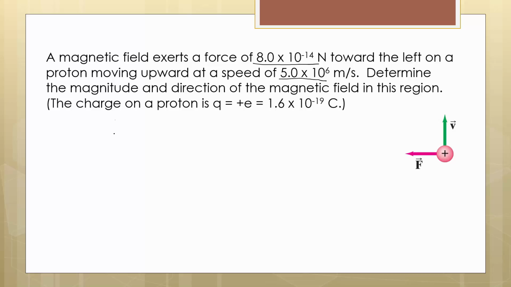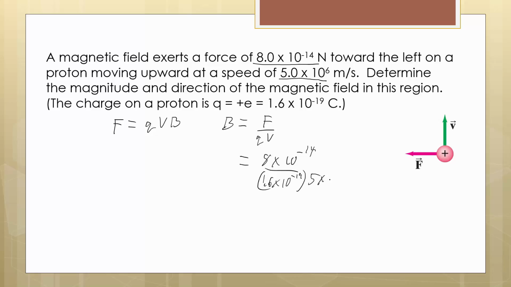To find the magnitude, we can just use F equals QVB, and we're given F. I guess we can rearrange this to solve for B first. So it's going to be F over QV. We plug in 8 times 10 to the negative 14th. The charge, this is a proton, so 1.6 times 10 to the negative 19th. And then we've got the velocity of 5 times 10 to the 6th. Throw all that in, and we get a 0.10 Tesla magnetic field.